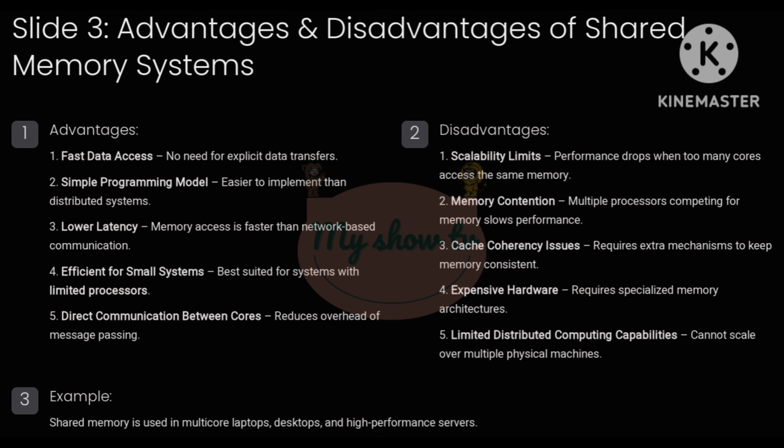3. Cache coherency issues, requires mechanisms to ensure all cores see the same data. 4. Expensive hardware, requires specialized high-speed memory architectures. 5. Limited distributed computing capabilities, cannot scale over multiple physical machines. Example: multi-core laptops and high-performance servers use shared memory for applications like video editing, gaming, and data analysis. Key takeaway: Shared memory systems work well for small-scale, high-speed computations, but they are not suitable for large-scale distributed computing.